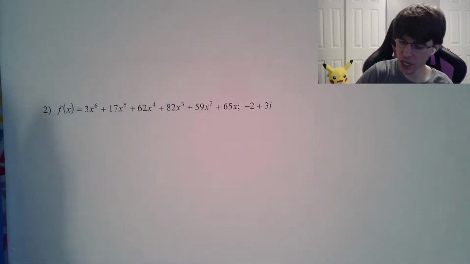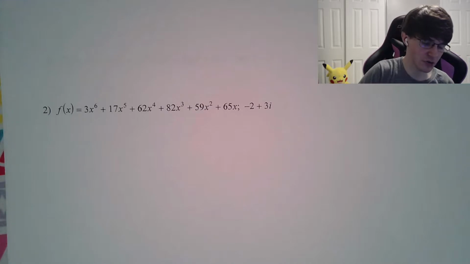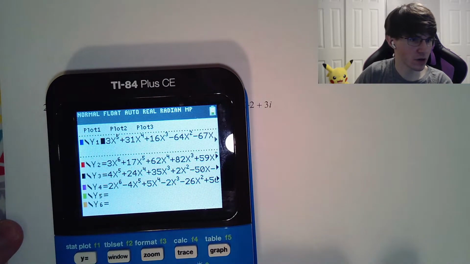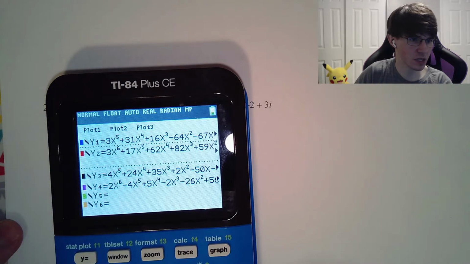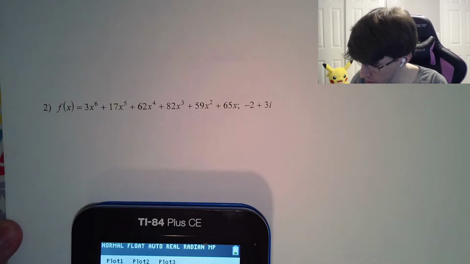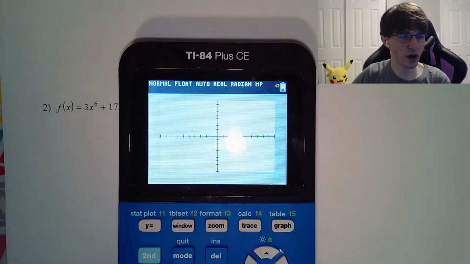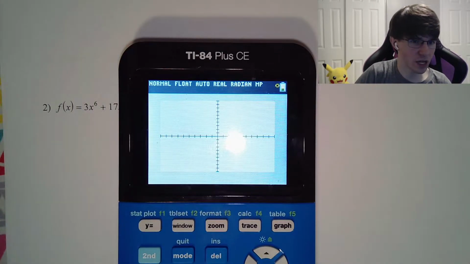Question number 2, exactly the same first step. Graph it and see if you can get some easy answers. So I'm going to unselect this one and select this one. I really hope I typed all these in right. I didn't actually check. We're graphing it up, and we get a beautiful nothing so far.